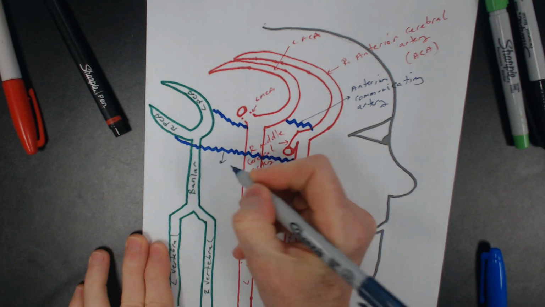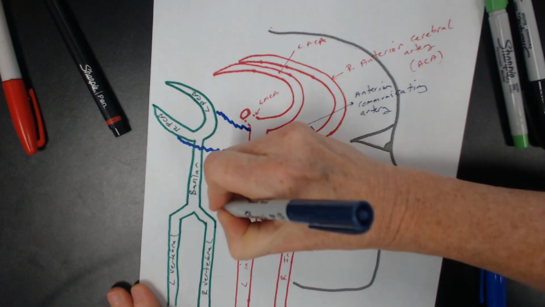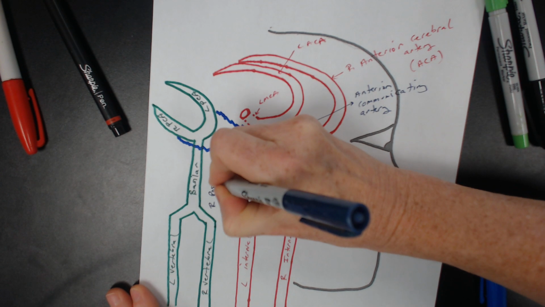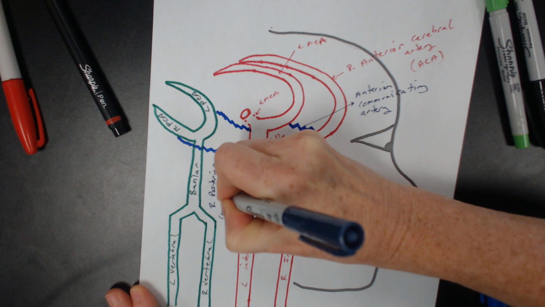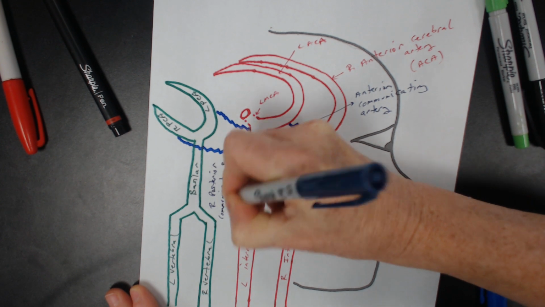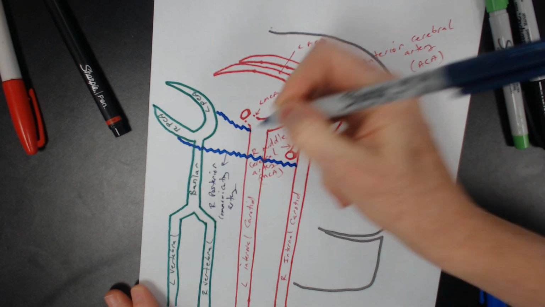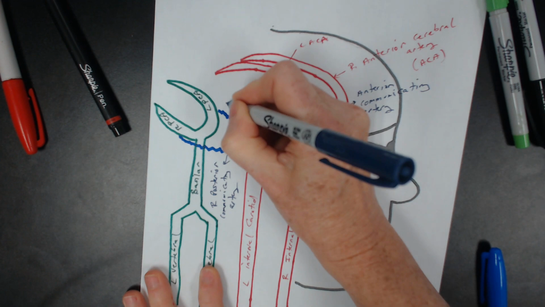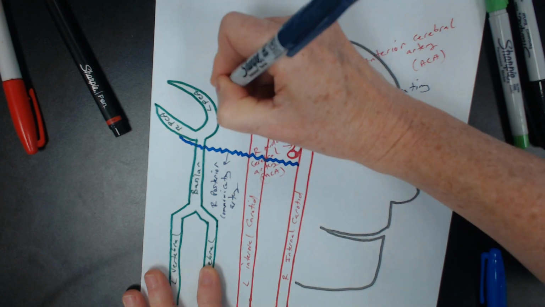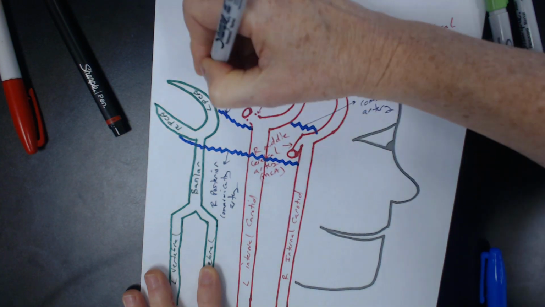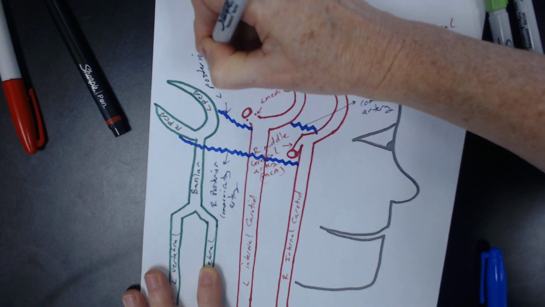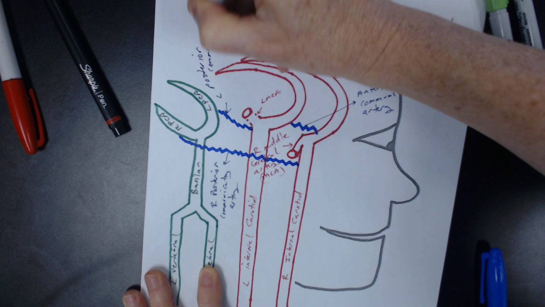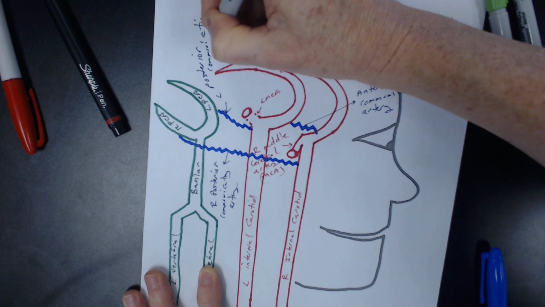This one here is going to be your right posterior communicating artery, and then this one's going to be your left posterior communicating artery.